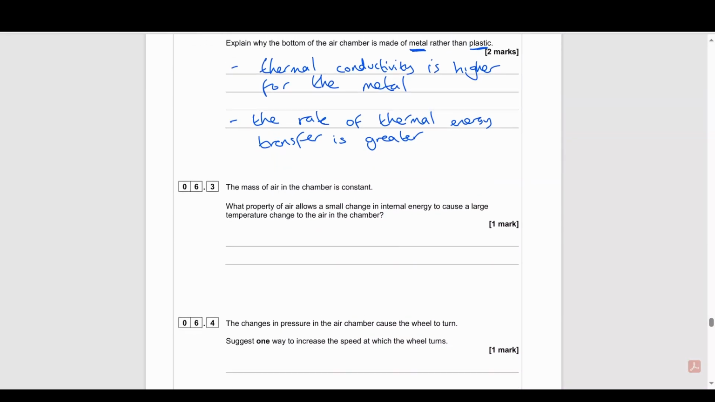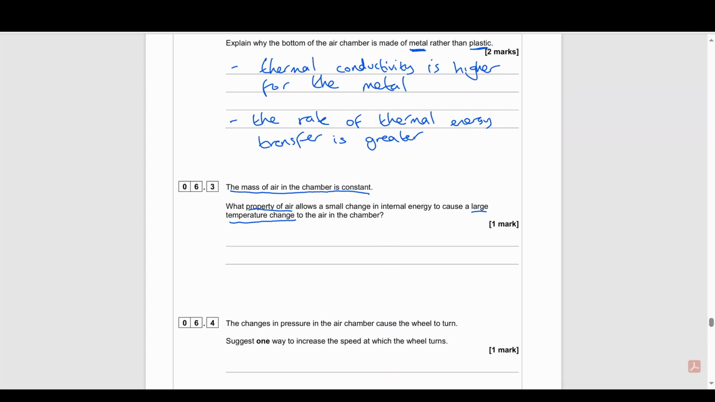6.3. The mass of the air in the chamber is constant. What property of air allows a small change in internal energy to cause a large temperature change to the air in the chamber? So what property of air will cause a large temperature change? They've put this sentence on its own: the mass of the chamber is constant. So we're thinking about a property of air that's linked to mass and temperature.